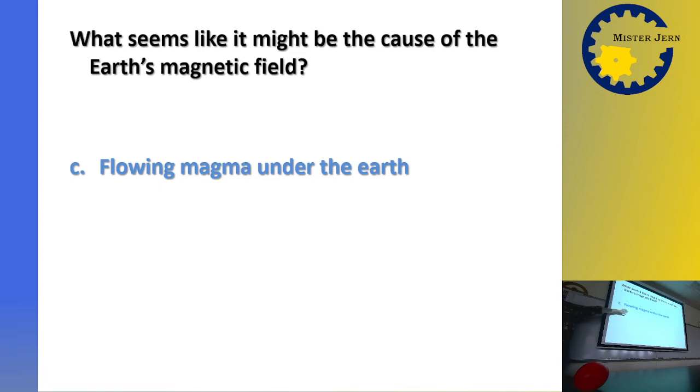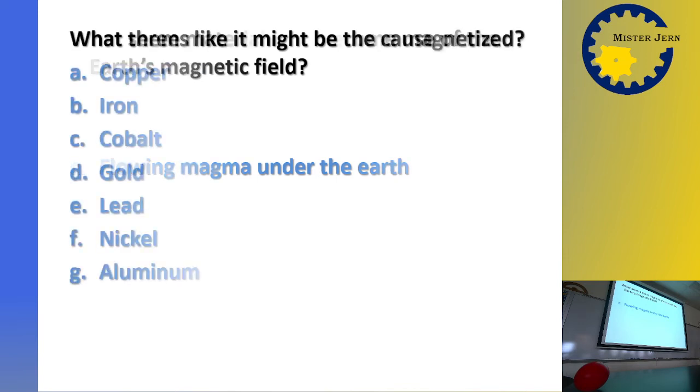So I'm saying it outright. Right now, it seems like flowing magma under the Earth is the source of all the magnetism, like the magnetic field around the Earth. Got it? Flowing magma. I wish I could get into more detail, but that's the answer, and we can move on. We can talk about it later, but not until after the test.